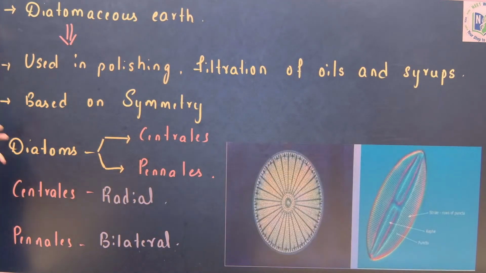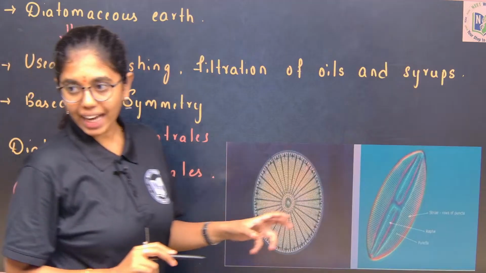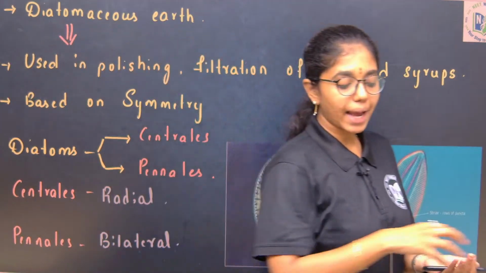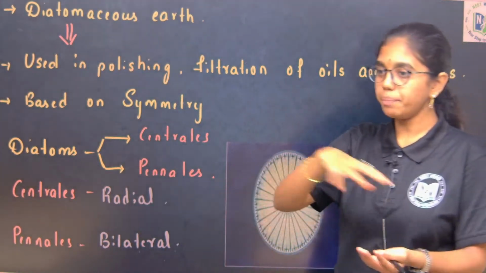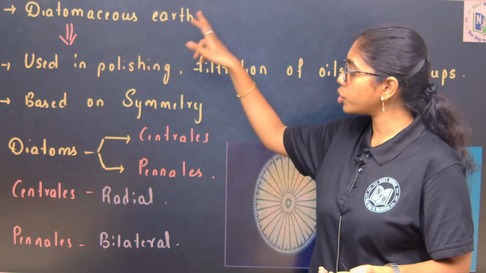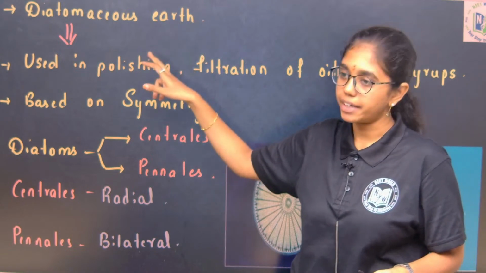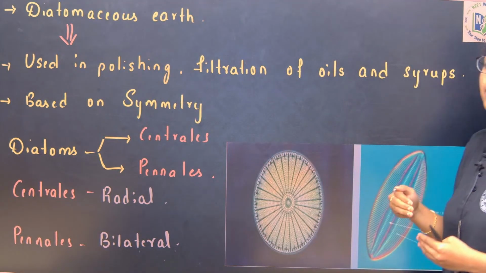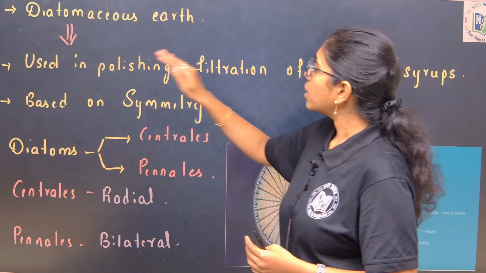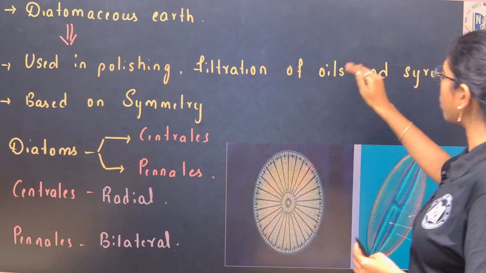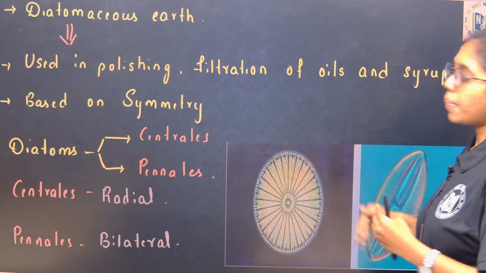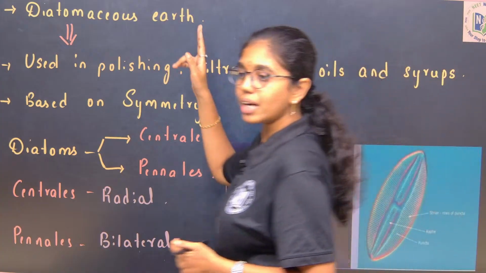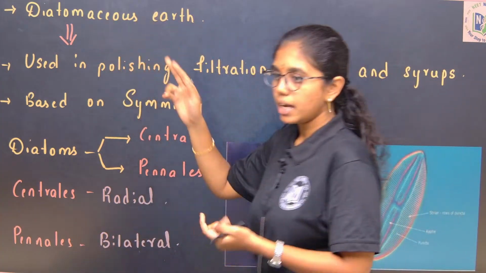As the cell wall is composed of silica, it is a siliceous cell wall. When diatoms fall on the seabed, they form diatomaceous earth, which is also called Kieselguhr. This has much commercial importance, like it is used in polishing and filtration of oils and syrups. That is the commercial importance of what? Diatomaceous earth or Kieselguhr.